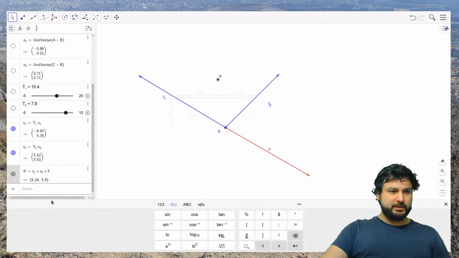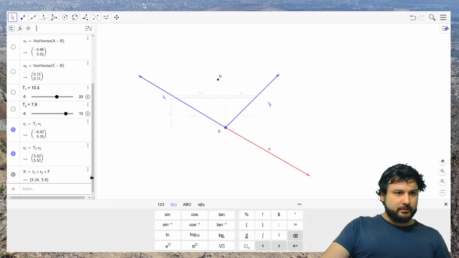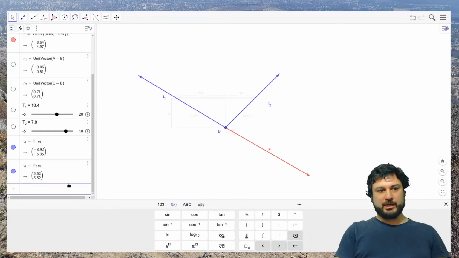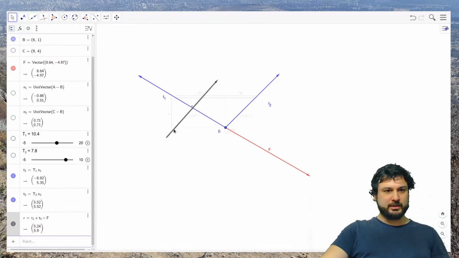It interpreted it as a point. So let's reinterpret that as a vector. We'll do that by actually saying vector here. Sorry, I'll redefine it. So let's say R is equal to a vector. The reason it did that is because GeoGebra interprets variables that you name with an uppercase as points and lowercase as vectors. So if I go R equals T1 plus T2 plus F, it's actually a vector. So let's just use that functionality.